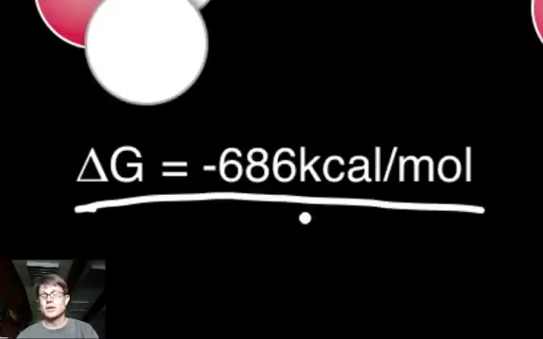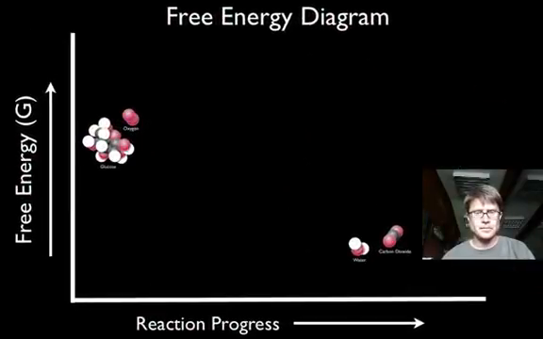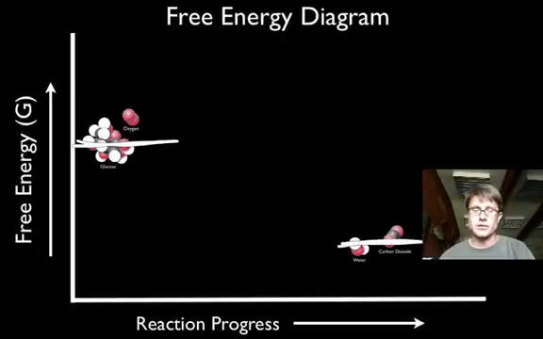So we call that an exergonic reaction, or it's releasing energy. Now we can actually plot that on an energy diagram. Glucose itself had a certain amount of free energy to start with, but in cellular respiration, we end up with less energy. So this is a spontaneous, or exergonic, reaction.